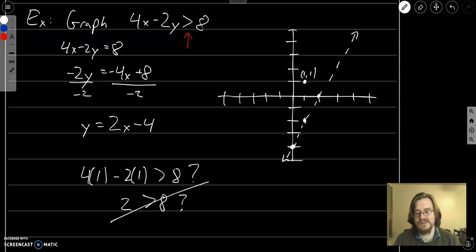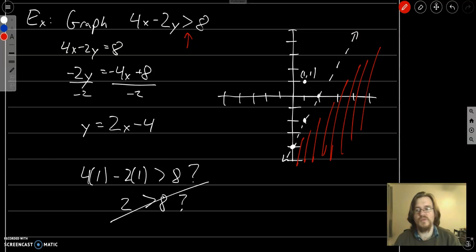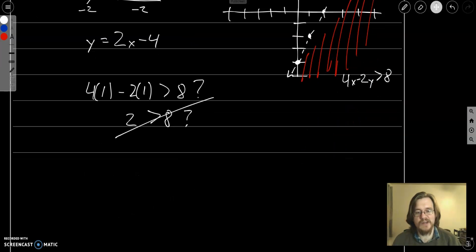Nope, certainly not. So this side is not the correct side. So we know that the side to shade will be this right-hand side. So this is going to be the side where 4x minus 2 is greater than 8. Cool. So that's how we graph an inequality.